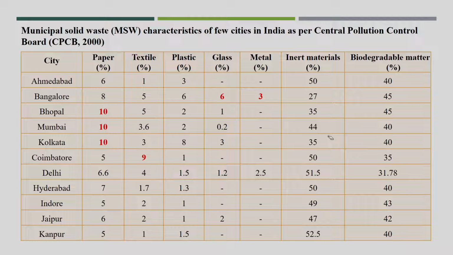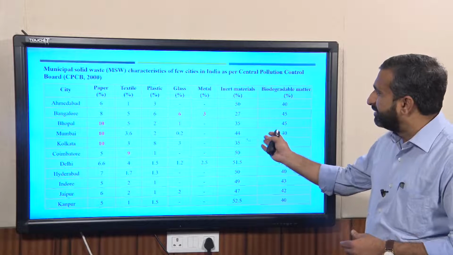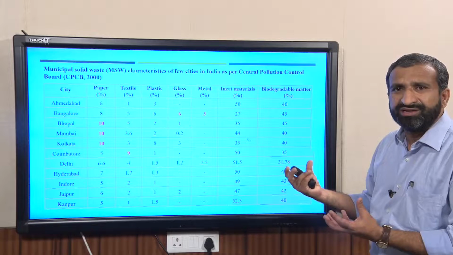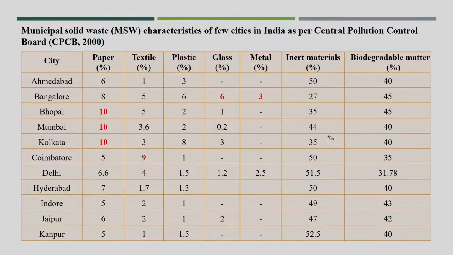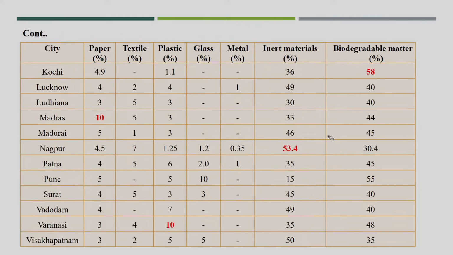But if you see the inert and biological quantity, it was more than 40% to 50% in most of the cities. Even the inert content, which is not dry or wet waste but soil content, was very high, around 50%. If you see other cities, like Madras, there is 10% paper, plastic is only 3%, inert content is 33% and biodegradable content was more than 50%.